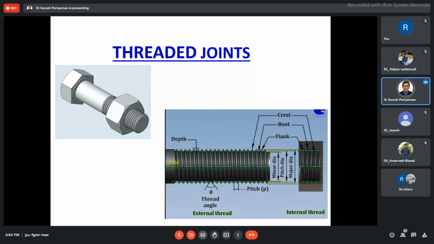This is the thread angle. Okay, first we see from here. This is the pitch. First we start with the crest. This is a crest, this is the top portion. This point is a crest. Okay, this is a root, the bottom part, this position is the root.